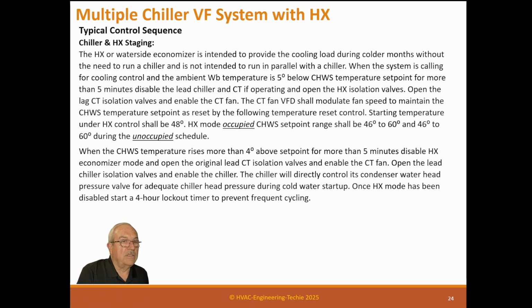When the chill water supply temperature rises more than 4 degrees above set point for more than 5 minutes, disable the heat exchanger economizer mode and open the original lead cooling tower isolation valve and enable the cooling tower fan. Open the lead chiller isolation valve and enable the chiller. The chiller will directly control its condenser water head pressure valve to maintain adequate chiller head pressure during the cold water startup. Once the heat exchanger mode has been disabled, start a 4-hour lockout timer to prevent frequent cycling.